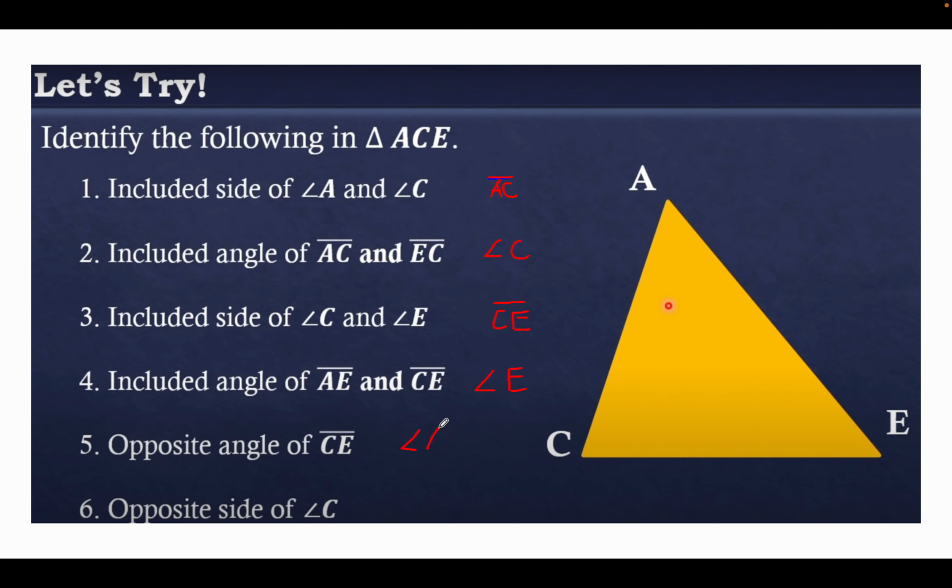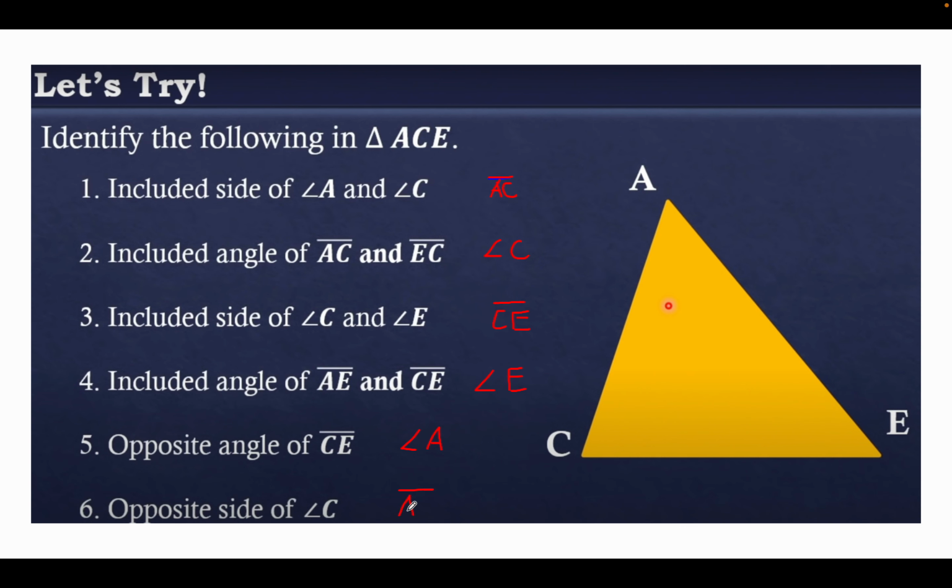Opposite, we haven't discussed that earlier, but I think that's quite easy to understand. Parang madali lang naman naintindihan. Opposite meaning yung kabila niya. So, kung ito yung side, ang opposite niya, yung kabila niya doon sa ito, angle A. Opposite side of angle C. What's the opposite side of angle C? Anyone? Side AE po. Side or line segment?